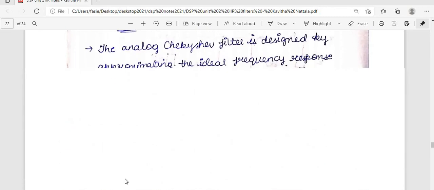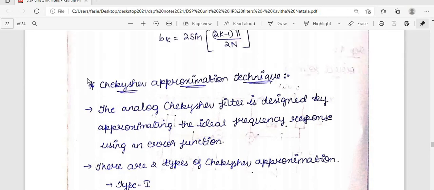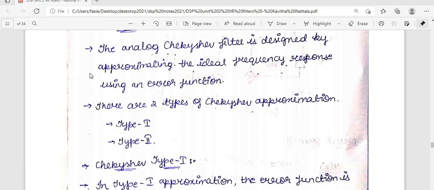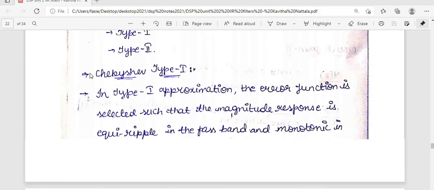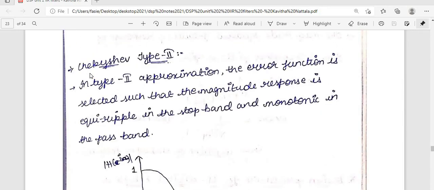Next method is the Chebyshev approximation method. For Chebyshev we have two methods: type 1 and type 2. So basically, what is a Chebyshev filter? The analog Chebyshev filter is designed by approximating the ideal frequency response using an error function. By using the error function we can find out their analysis as well. There are two types, type 1 and type 2. We are going to learn details about how type 1 is used and what we should consider in type 1 and in type 2 in the next section. Okay, so this is about today's session.